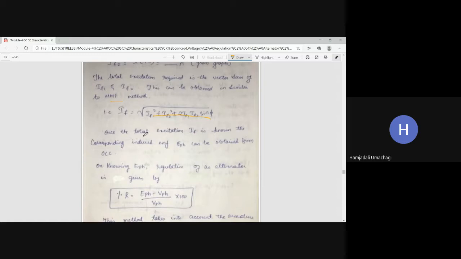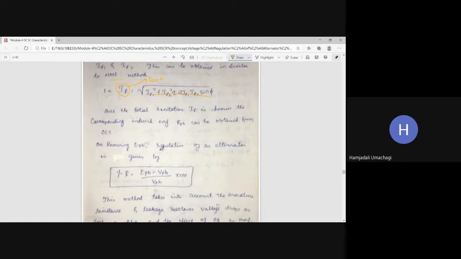Once the total excitation IF is known, once I calculate this IF by knowing IF1 and IF2 for different power factor values, then corresponding to this IF value, what do we calculate? We calculate EPH using the OCC curve. Once the total excitation IF is known, the corresponding induced EMF EPH can be obtained from the OCC. On knowing EPH, the regulation of an alternator can be given by percentage regulation equals EPH minus VPH divided by VPH, into 100.